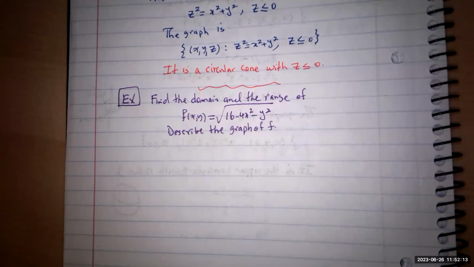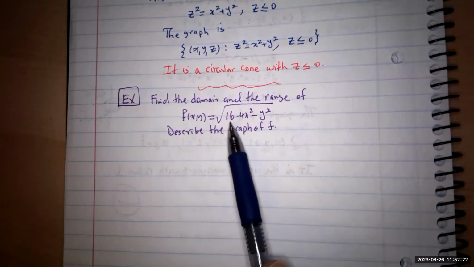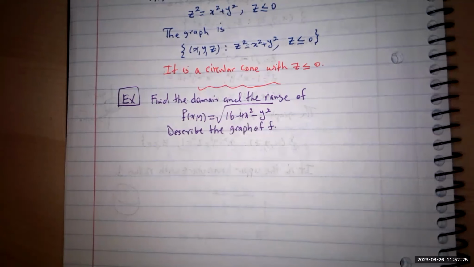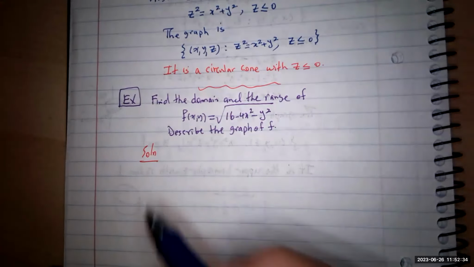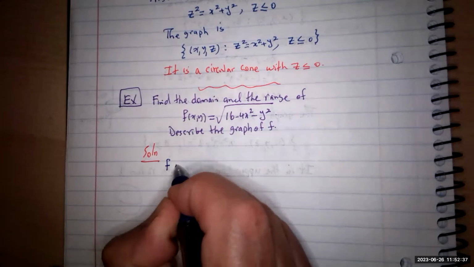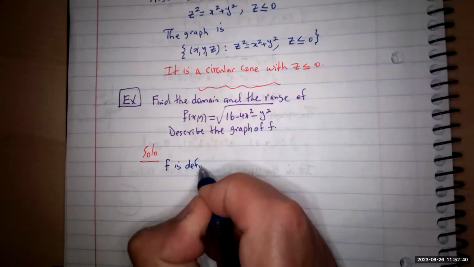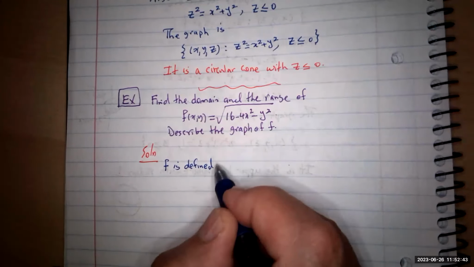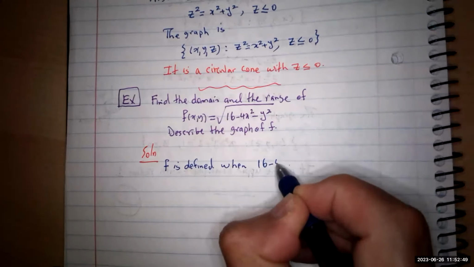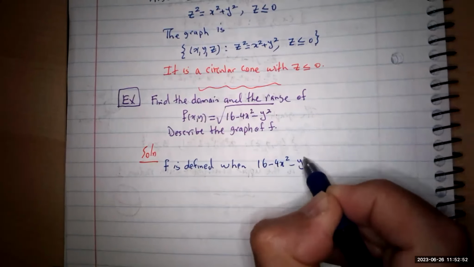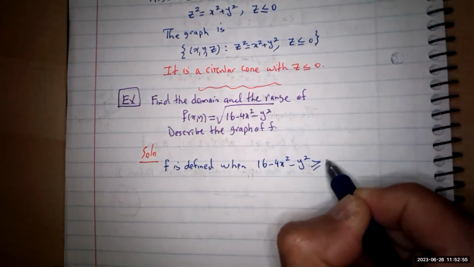Are you ready? Start with the domain. What's a restriction? The function is a square root function, so we have to guarantee that this inside is never negative. So basically, this is how we're going to describe the domain of your function. Solution. So restriction, you focus on the fact that f is defined. F is defined, of course, if or when inside 16 minus 4x squared minus y squared must be greater than or equal to 0.